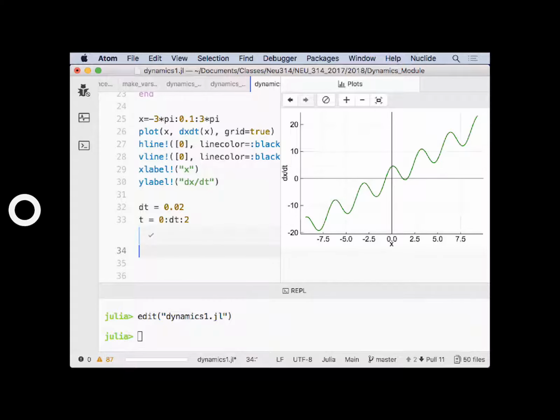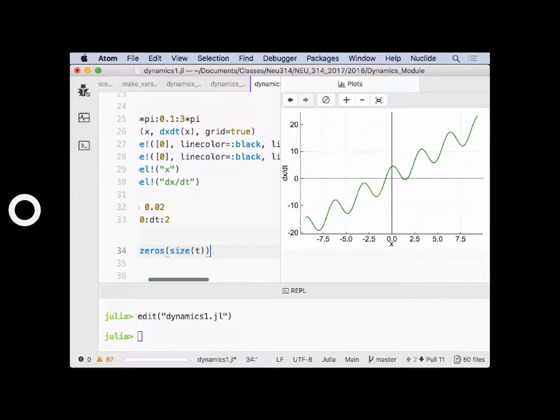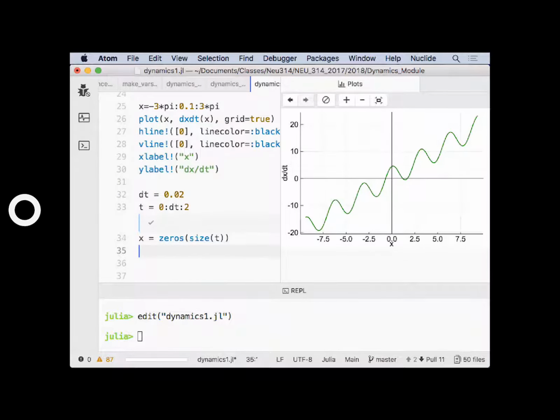our values of x. And eventually we're going to plot x versus t. So we're going to make a vector of zeros that is the same size as t, right? Because for every time point, there's going to be some value of x. Okay. And let's start with some initial condition.